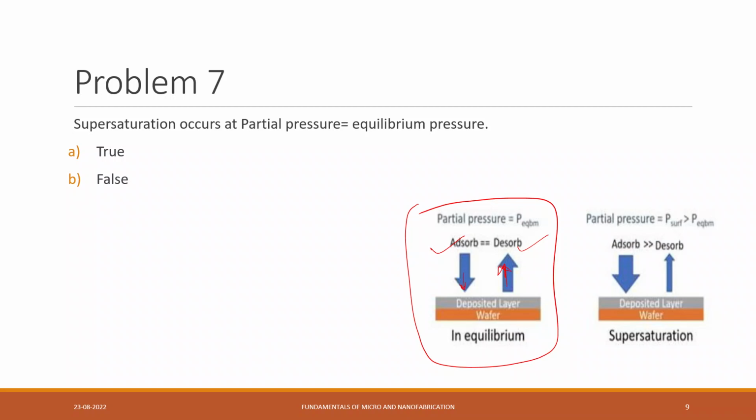While when the partial pressure is high, the adsorption is higher than the desorption. So more particles are deposited. This is the case of supersaturation. So it is false. We tend to give more partial pressure so that more particles are present on the surface, and chemical reactions can happen on the surface. Otherwise, if the pressure is in equilibrium, it tends to get desorbed into the bulk medium.